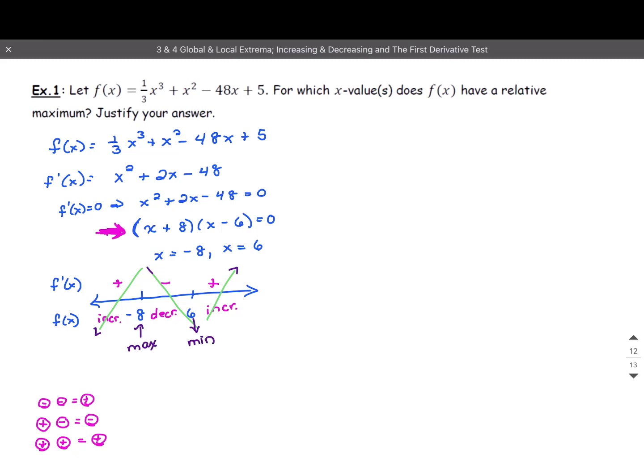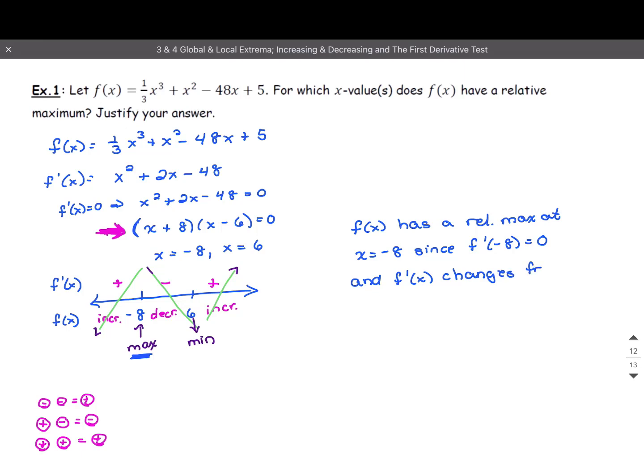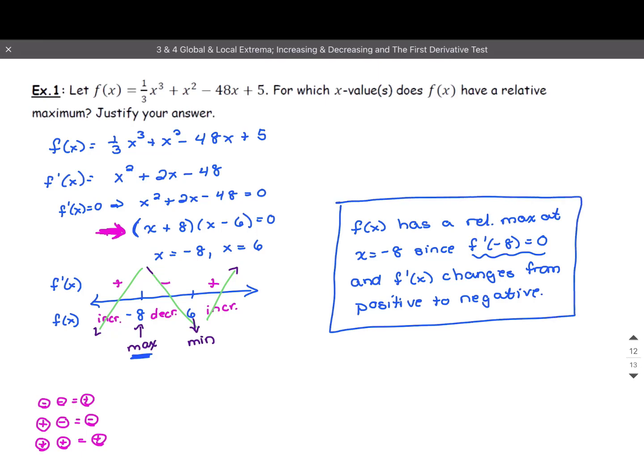So now we need to answer the question. For which x values does f of x have a relative maximum? That's this one. So we're going to say f of x has a relative max at x equals negative 8 since f prime of negative 8 is 0, that tells us it's a critical point, and f prime of x changes from positive to negative. Yes, you need this if somewhere else you have not said that negative 8 is a critical point because the derivative is 0.